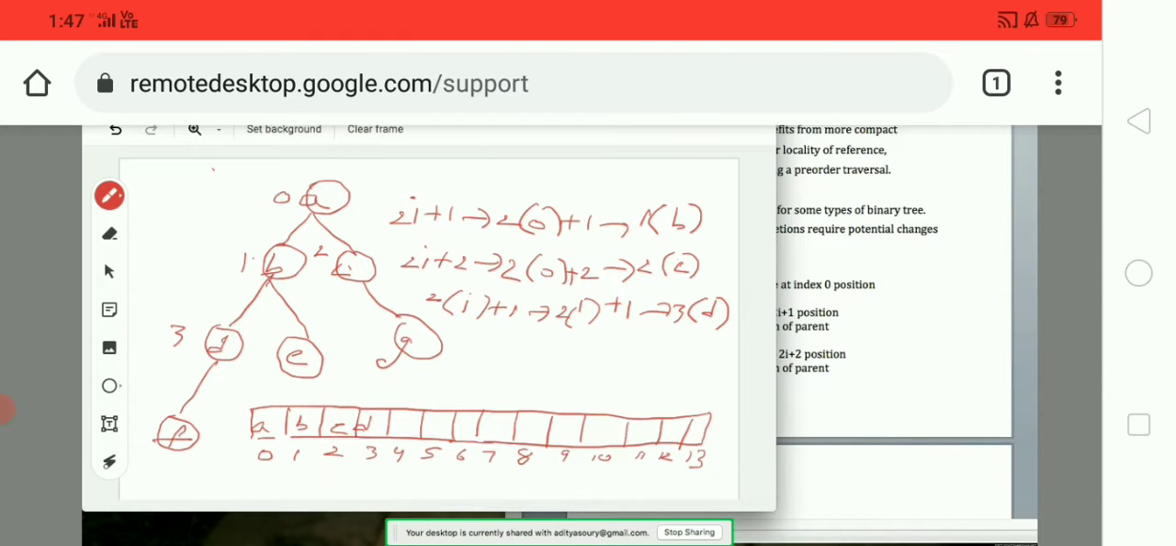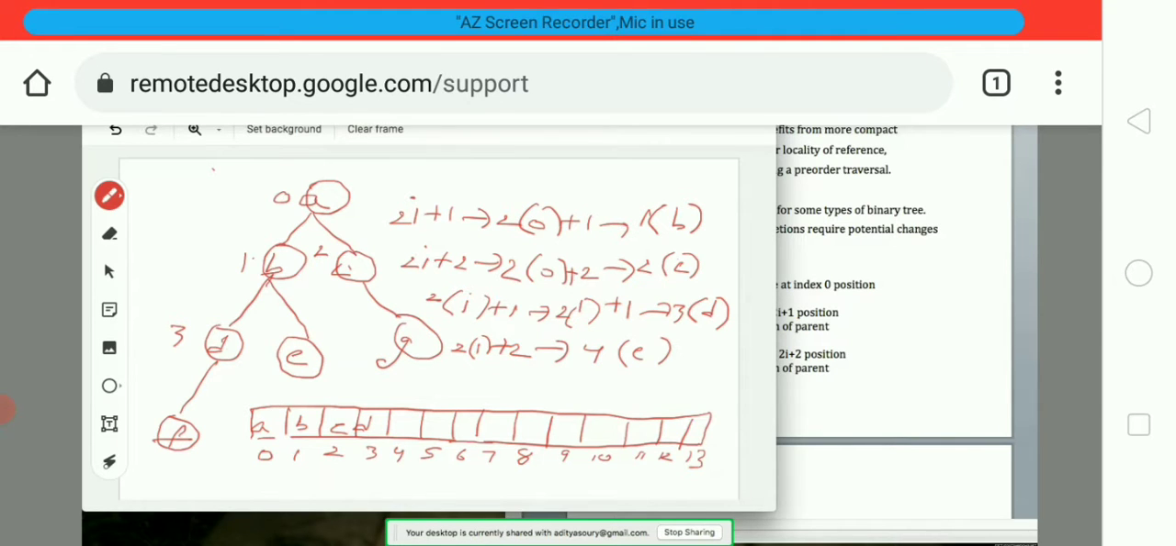Okay, now I would like to store the E element. E's parent is B and E is on the right side, so B means 1 plus 2, so 4. So in the fourth position we have to store the E element.